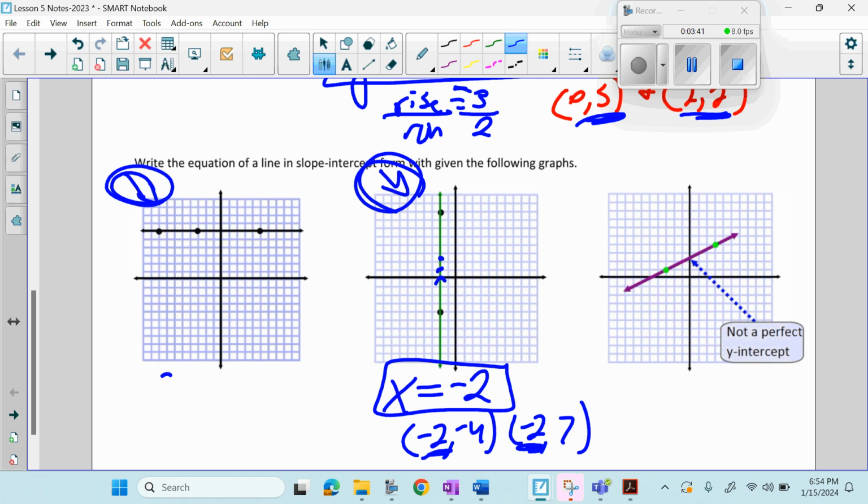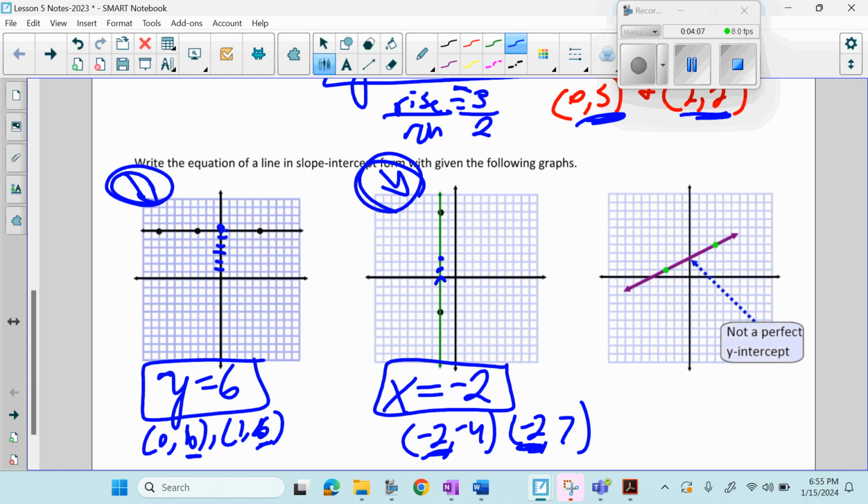Over here, notice that your y values are all the same. So we have y equals 1, 2, 3, 4, 5, 6. So we have 0, 6. We have 1, 6. We have 2, 6. We have 3, 6. We just keep going, but all of our y values are the same. So when you have a repeating y value, that gives you the hint that it's going to be y equals something.